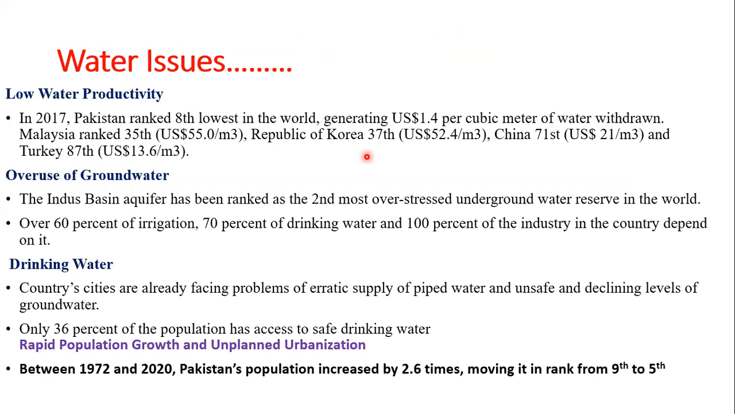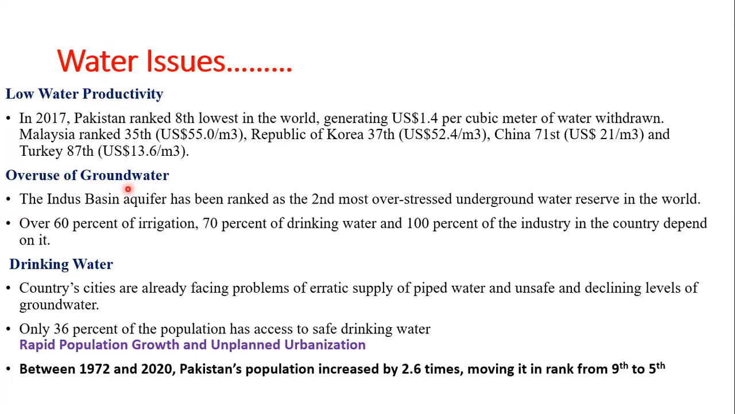Okay, now dear students, let's discuss water issues. Low water productivity, that the groundwater is going down because of less rainfall and sometimes overheating, and therefore the cost of pumping the water is more, whereas the water production is less. The cost of water in Pakistan, of installing taps and tubewells, is increasing, while the quantity of water is decreasing.